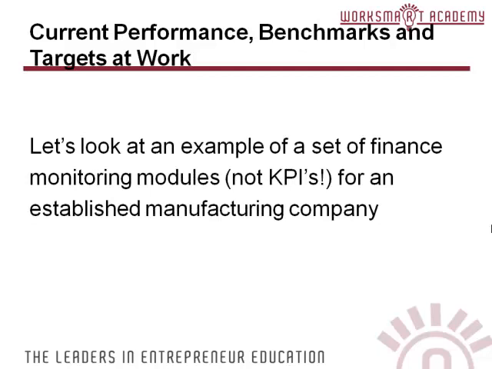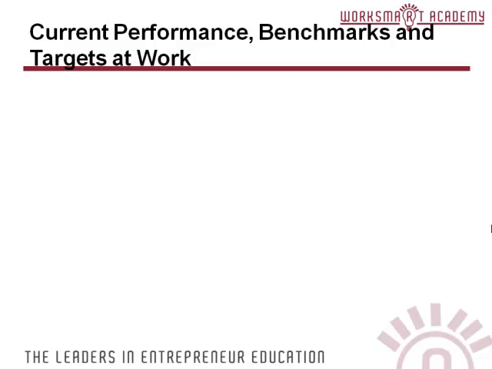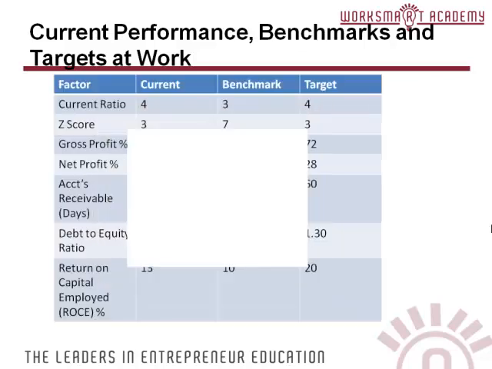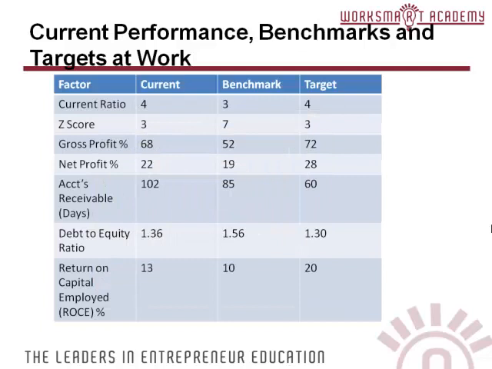Let's now look at an example of a set of finance monitoring modules for an established manufacturing company. Here's a select group of financial ratios. Current ratio, Z-score, which is a ratio of liquidity, gross profit by percent, net profit by percent, accounts receivable, debt to equity ratio, and the return on capital employed.